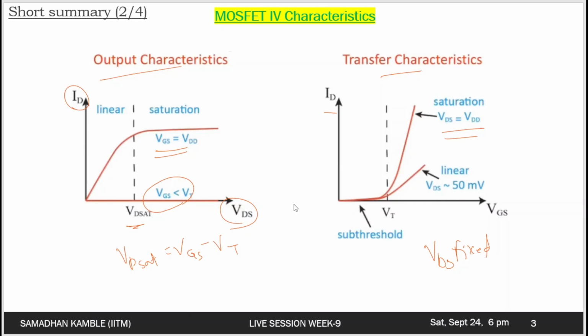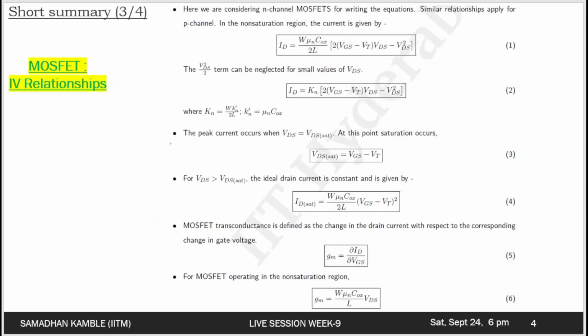So this is for an NMOS device. We could also have it for the PMOS device, and we said that the PMOS device is essentially complementary to the NMOS. Okay, so I think this is about the IV characteristics. Let's move to the third slide.